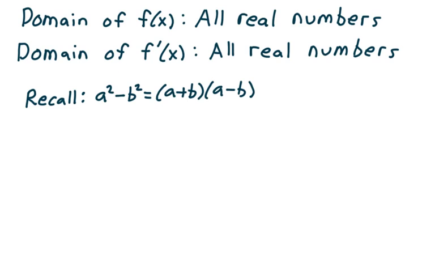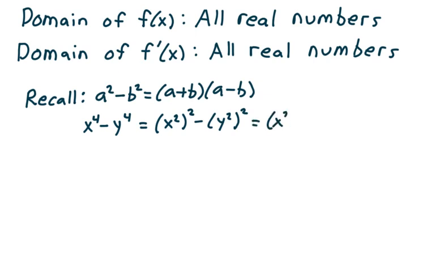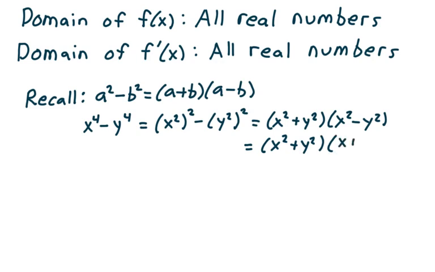So if I have x to the fourth minus, let's say, y to the fourth, this is x squared raised to the second minus y squared raised to the second. And this is x squared plus y squared times x squared minus y squared. And I could take that a step further, and I could write this as x squared plus y squared times x plus y times x minus y. So you could do something very similar to this problem.